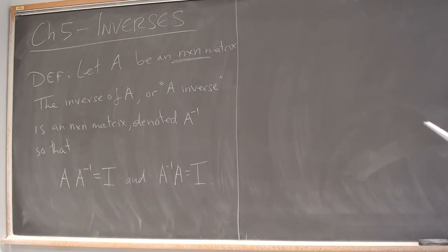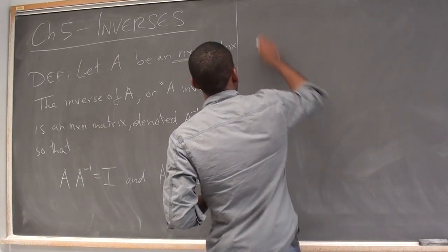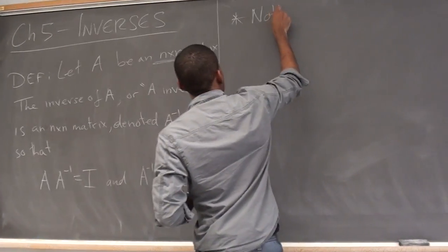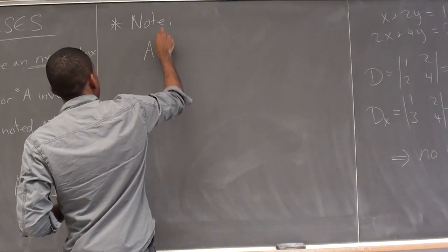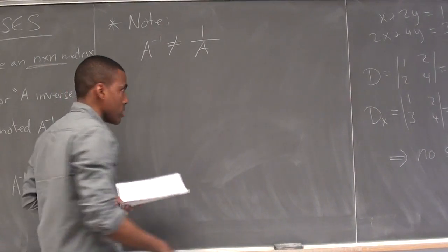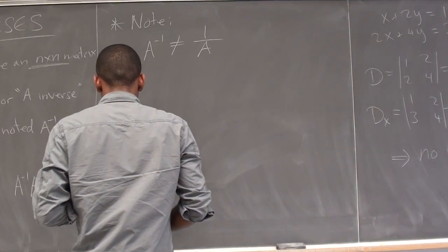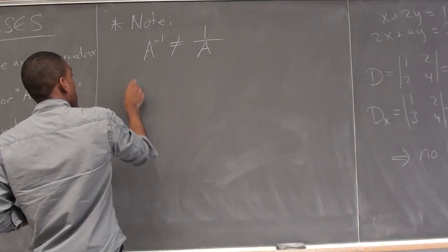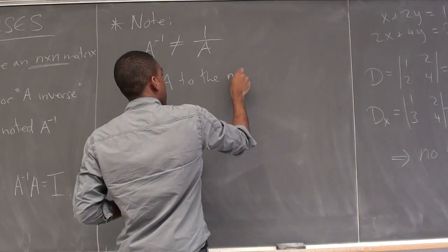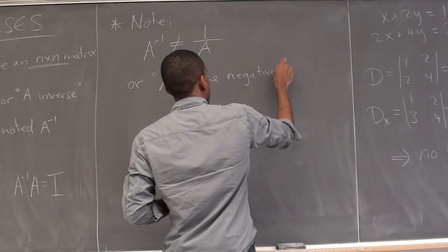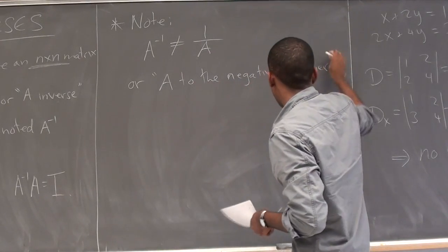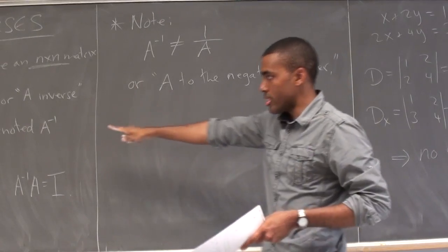So let's just so we're clear, A inverse is not 1 over A. Right? There is no division in matrices. You don't think of it as a product or a power or anything like that. It's just a notation.